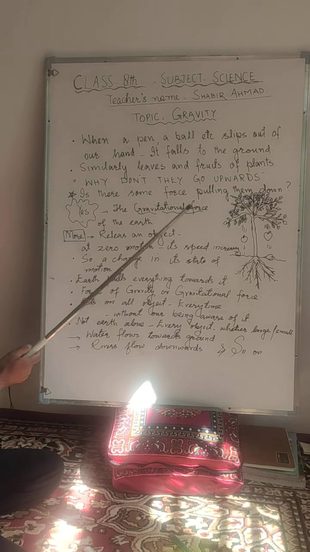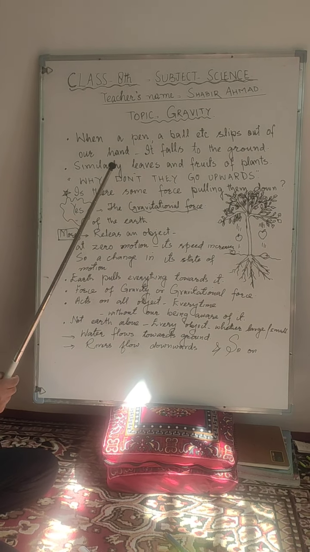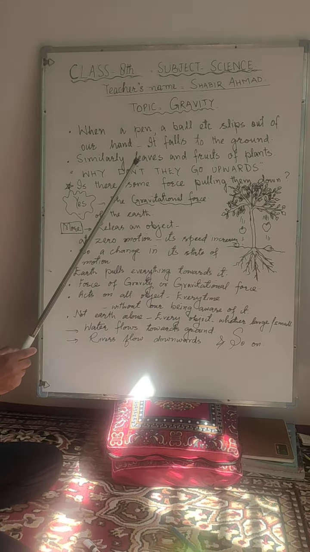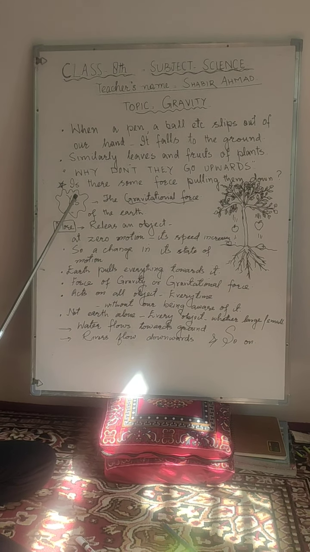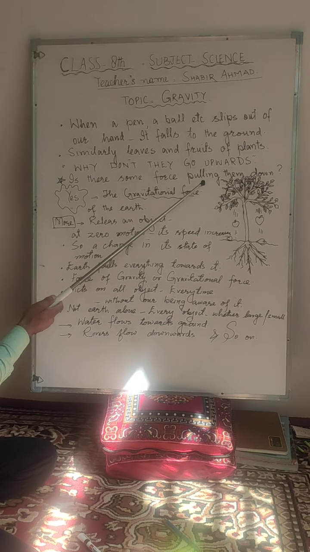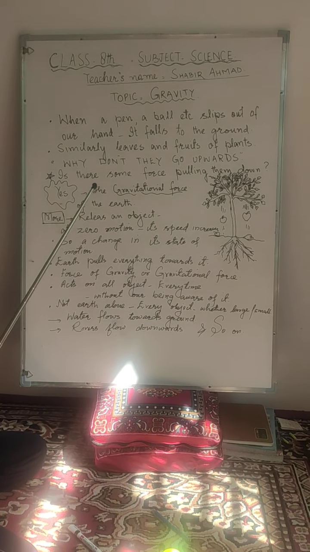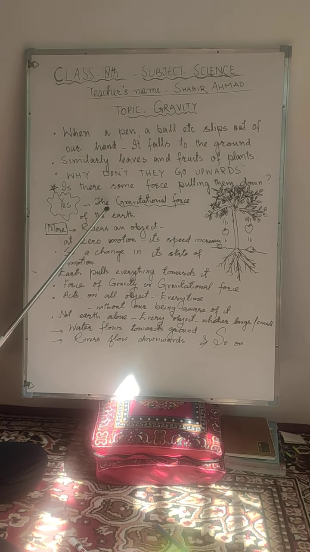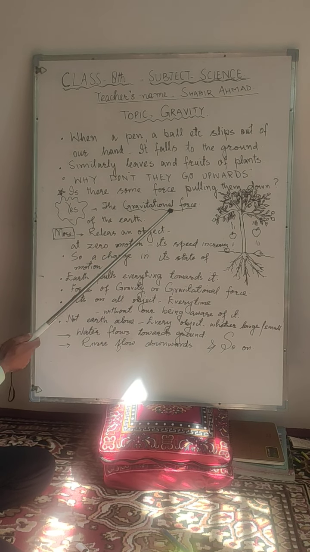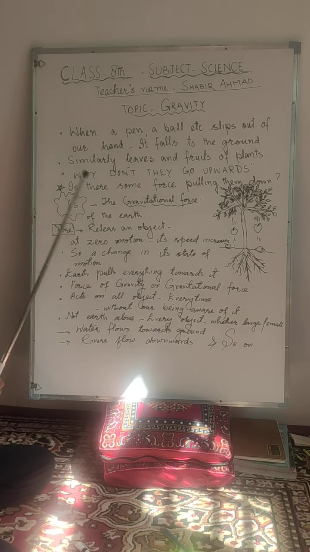Why don't they go upwards? The question is, why don't they go upwards? Why only do they come to the ground? Why only do they fall down? Is there some force pulling them down? Is there any kind of force which pulls them down to the ground? Yes, there is a force. This force is called the gravitational force or gravity.